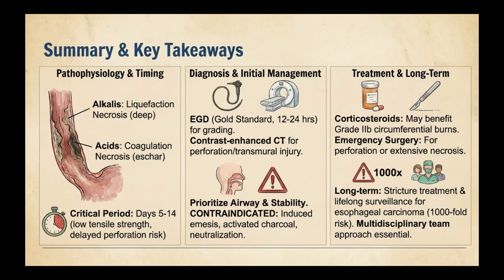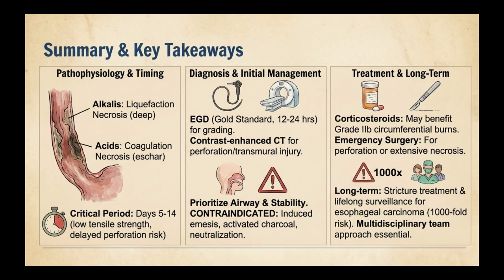The role of pharmacological interventions is controversial. Corticosteroids may be considered for Grade 2B circumferential esophageal burns to reduce stricture risk, but are not universally indicated. Emergency surgical intervention is imperative for confirmed or suspected perforation, extensive necrosis Grade 3, or persistent hemodynamic instability. Nutritional support is critical for healing and recovery.